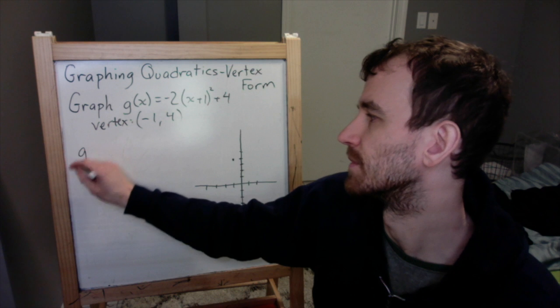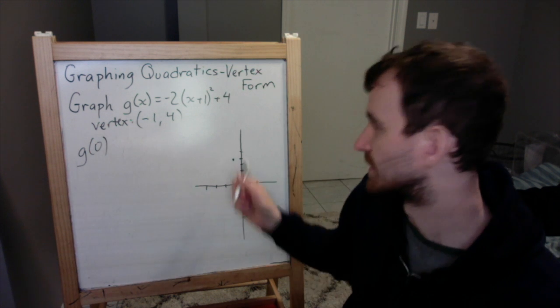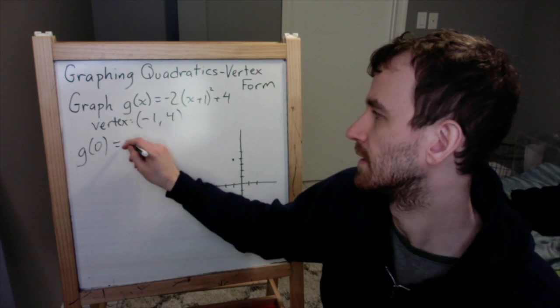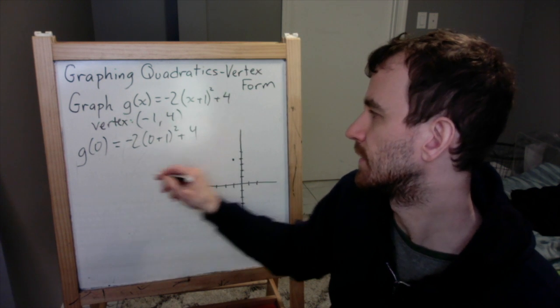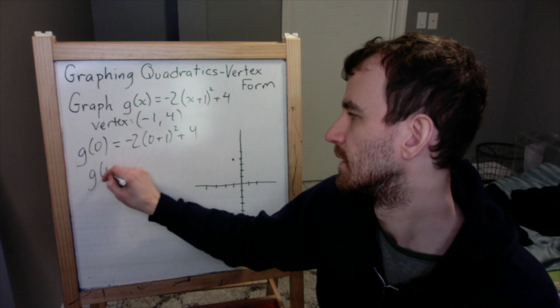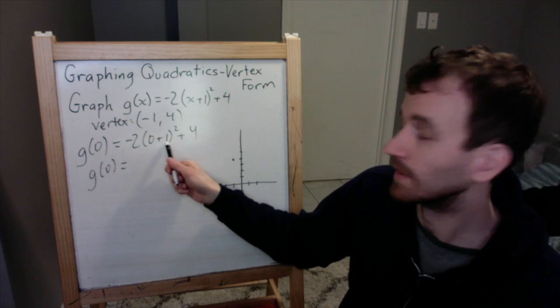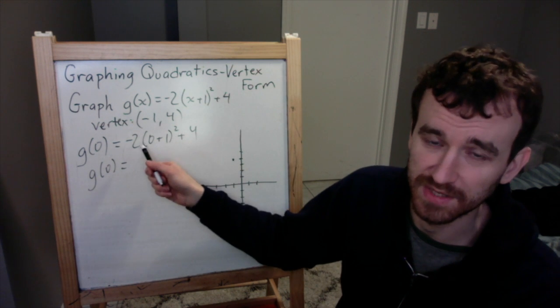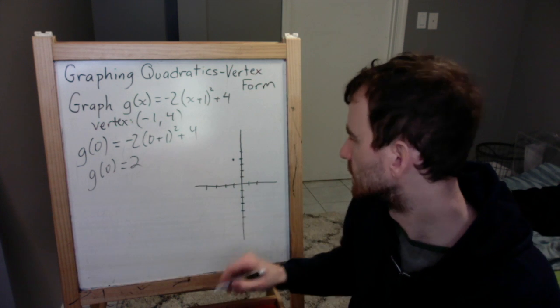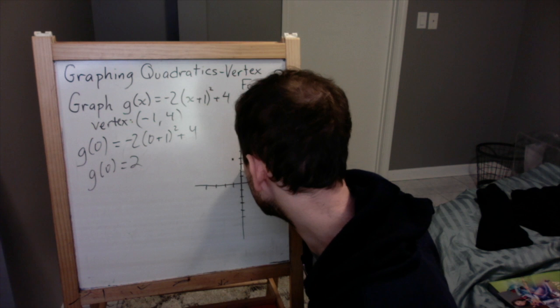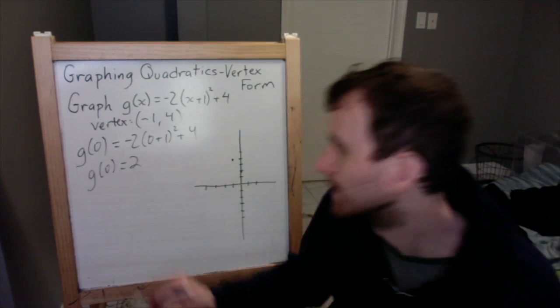Let's see what happens when we get g of 0. That's just to the right of there, so that's a good value to plug in. Negative 2 times (0 plus 1) squared plus 4. 0 plus 1 is 1, squared is 1, times negative 2 is negative 2, plus 4 is 2. So that gives us the point (0, 2), right there.